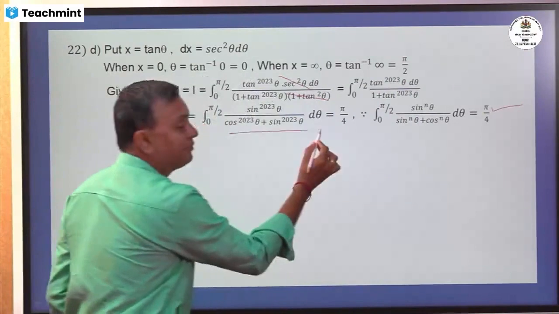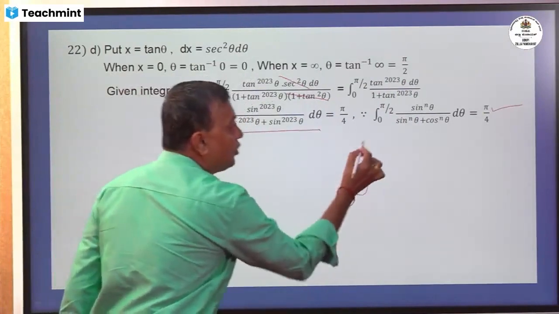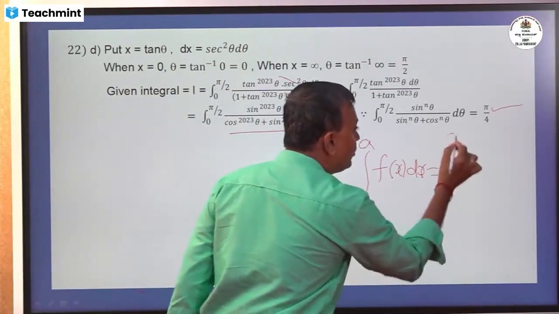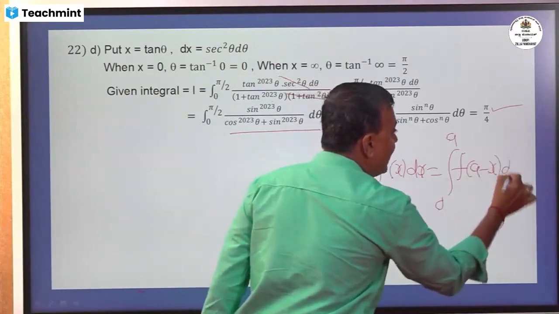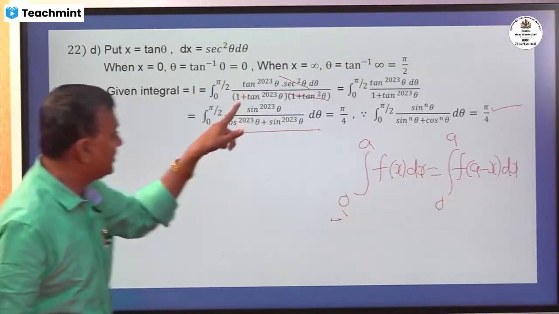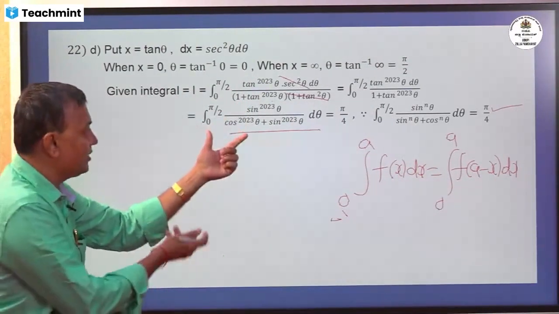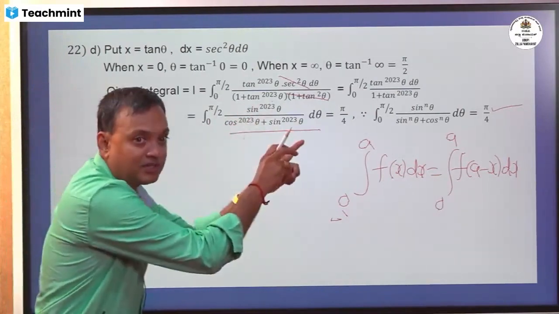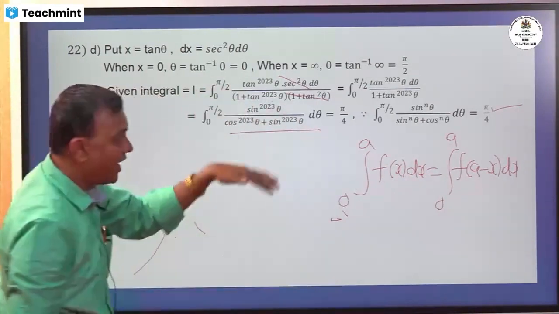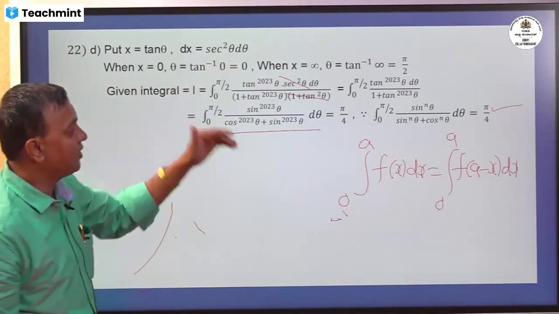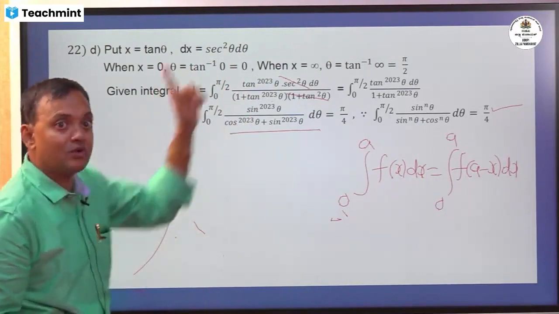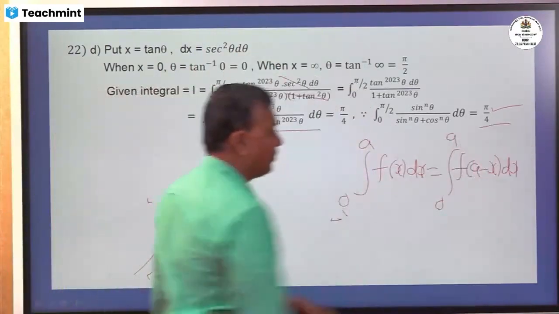I will do this ahead, because we have already seen this property: integral from 0 to a f of x dx is equal to integral from 0 to a f of a minus x dx. So using this property, replace theta by pi by 2 minus theta, then numerator sin becomes cos, denominator same. Here numerator sin, in the second integral cos, on adding these two we get numerator same as that of denominator, integral of d theta is theta, limit 0 to pi by 2. So 2I equal to pi by 2, I equal to pi by 4. This is a very standard result.